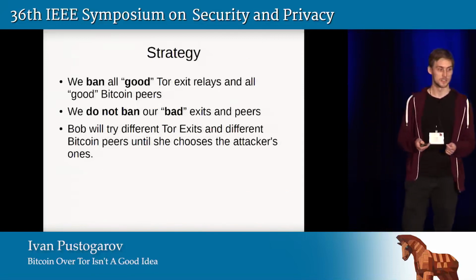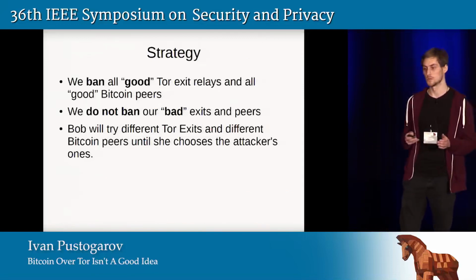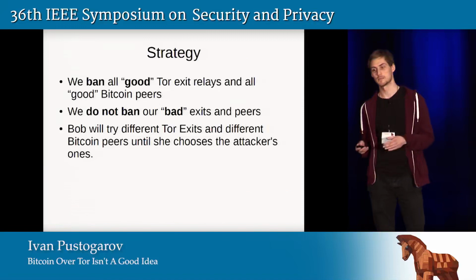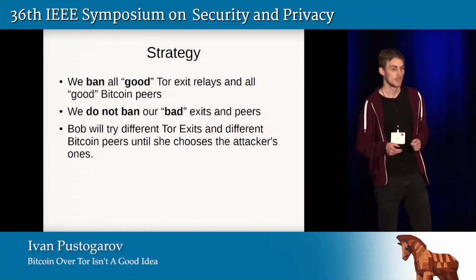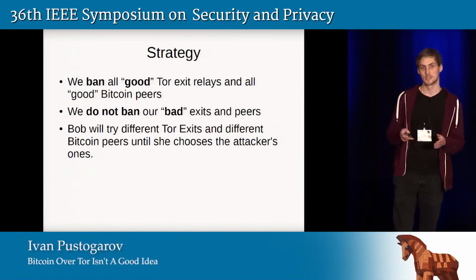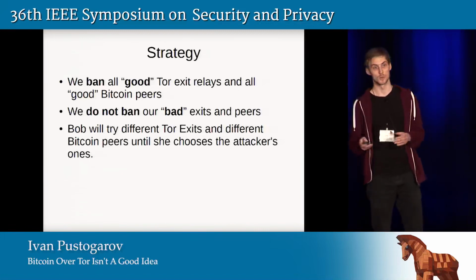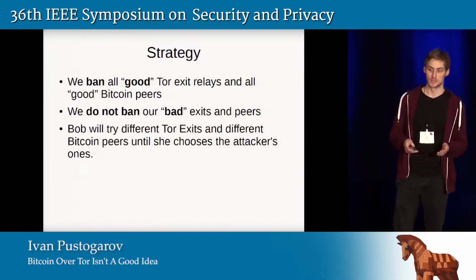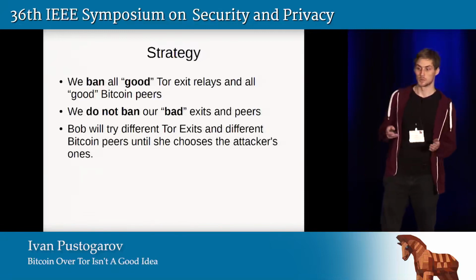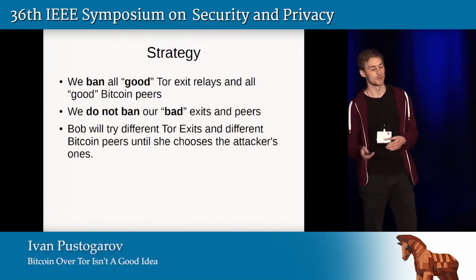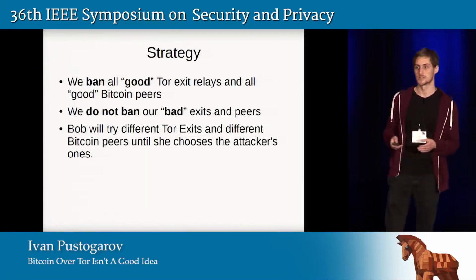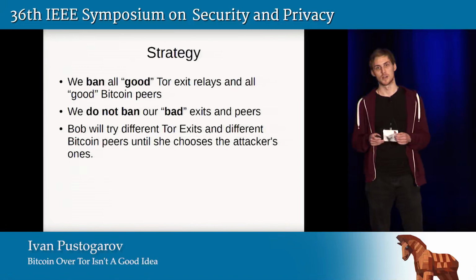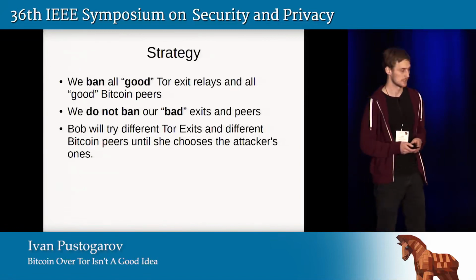The attacker just bans all good Tor exit relays, and he bans all good Bitcoin peers. Then he injects his own Bitcoin peers and his own Tor relays. This results in that when Bob tries to connect to the Bitcoin network over Tor, he will only be able to do this when he uses the attacker's Tor relays or the attacker's Bitcoin peers.